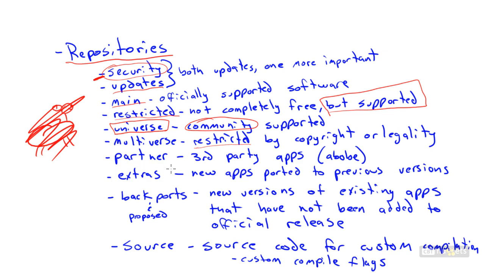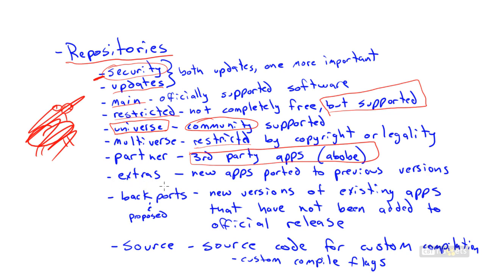The partner repository, that's an N. The partner repository, this is something with third-party apps like Adobe's Flash Player is going to be stored in there. Again, for server, we don't use it quite as much, but it's important to know what it is because it's available for Ubuntu Server. You can enable it and install things from there. The extras, this is a new one.